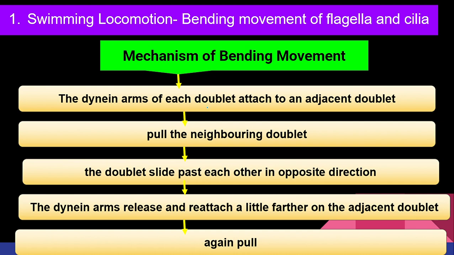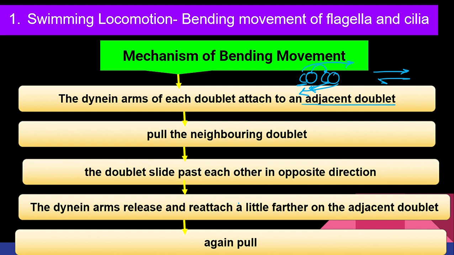The dynein arm of each doublet attaches to the adjacent doublet. That's what I told you. One doublet is there, then we have another doublet, and a binding site will be there. The dynein arm will go and bind there, right? Which pulls the neighboring doublet. The doublets slide past each other. Due to pulling, this doublet will slide over this doublet, right? So they pass over each other. The first one will go in this direction and the second one will go in the opposite direction. So it is sliding in opposite directions, right?